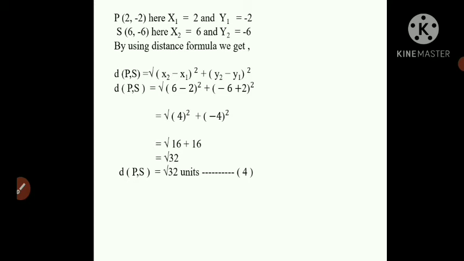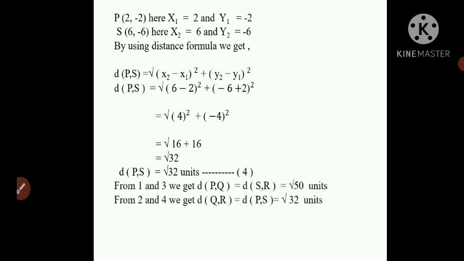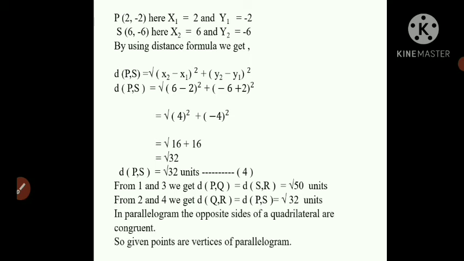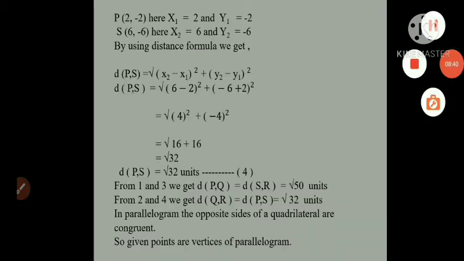Now if you consider statements number 1 and 3, we get the distance of PQ is equal to the distance of SR, which is equal to root 50. And from statements 2 and 4, the distance of QR is equal to the distance of PS, which is equal to root 32 units. So we know that in a parallelogram the opposite sides of a quadrilateral are congruent. So we can say that the given points are the vertices of a parallelogram.